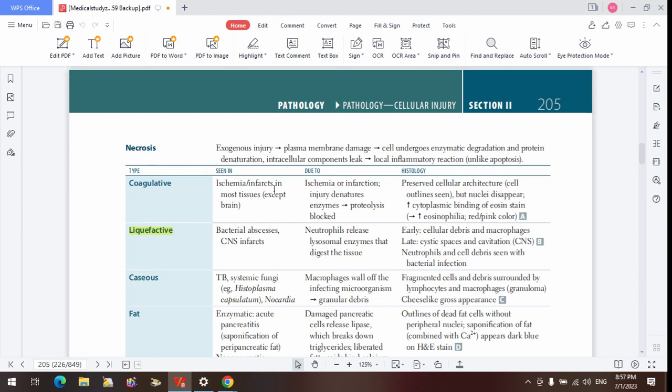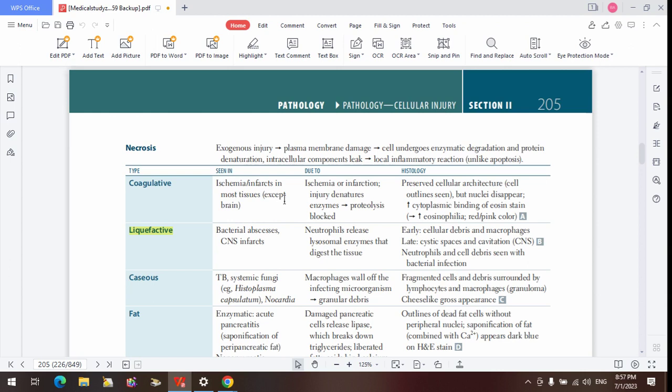A, preservation of the cellular architecture. B, condensation of the nucleus. C, increased cytoplasmic basophilic staining. D, formation of cystic spaces and cavitation. E, saponification of fat or combination of calcium.